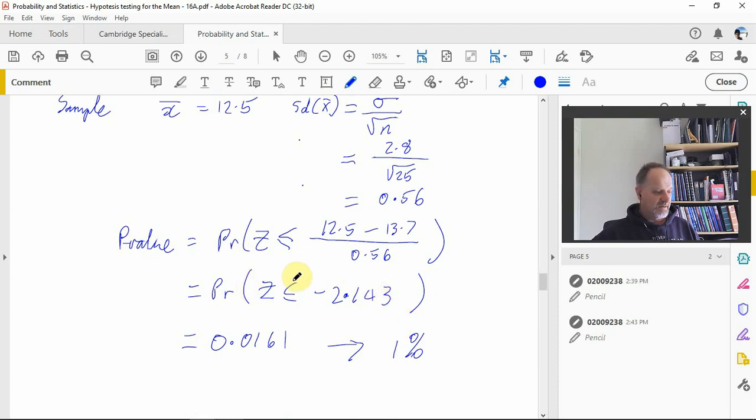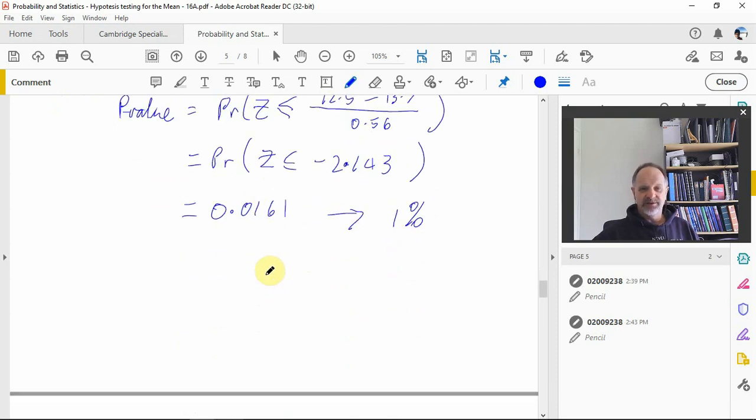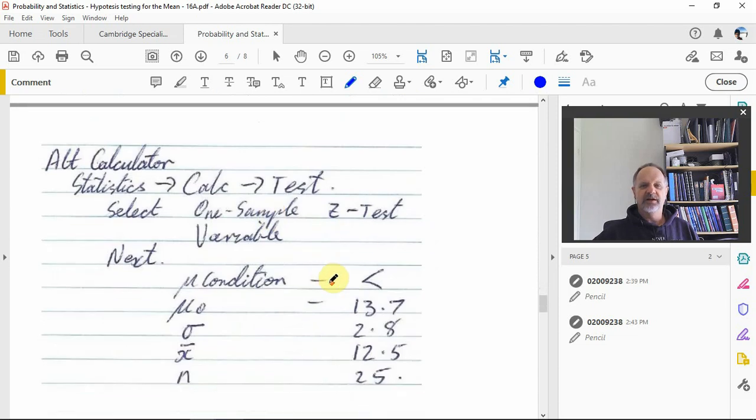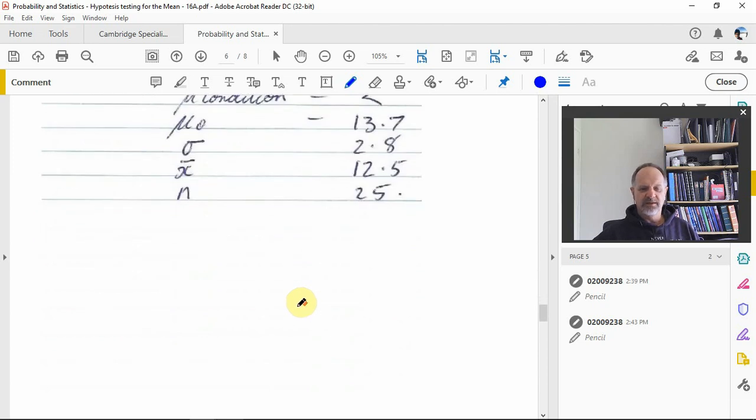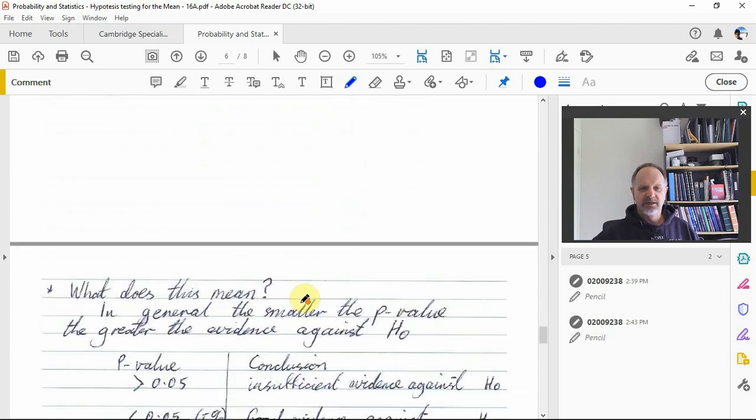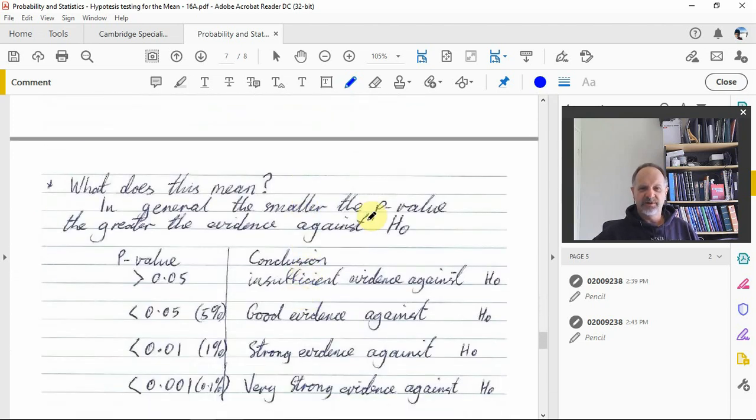All right, so what does it mean? How do we interpret? So there's the calculator stuff there. I did put that in. So what does it mean? This table here is really handy, and this is what you need in your bound reference. In general, the smaller the p-value, the greater the evidence against the H naught.